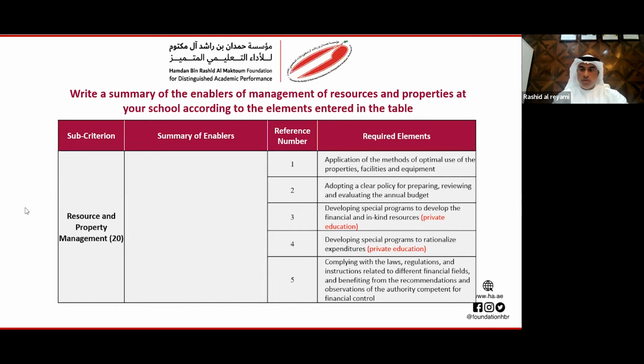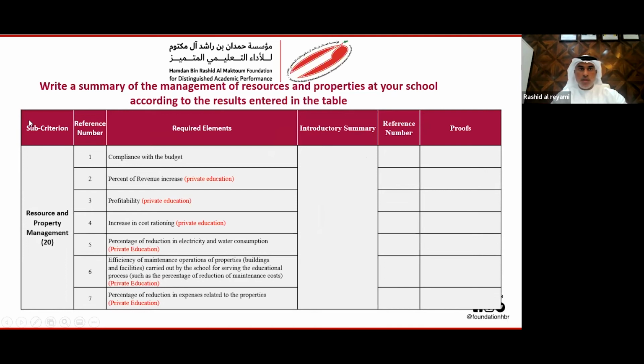We go to the same thing, the summary for management of resource and properties at your school. According to the result, we enter this. So when we are looking at the result, we will be looking at this 7, then we will write the reference. The reference is the most important.